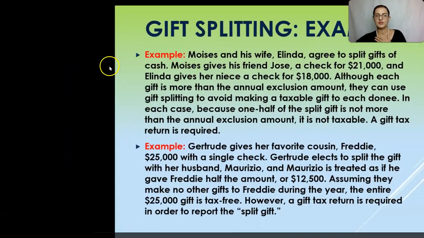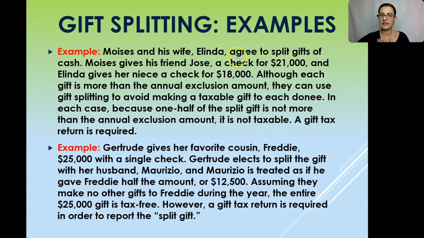Let me give you some examples. Moises and his wife, Alinda, agree to split gifts of cash. So they're just giving one person cash. Moises gives his friend Jose a check for $21,000, and Alinda gives her niece a check for $18,000. Although each gift is more than the annual exclusion amount, they can use gift splitting to avoid making a taxable gift to each donee. In each case, because one half of the split gift is not more than the annual exclusion amount, it is not a taxable gift.